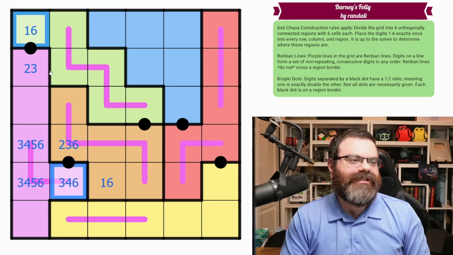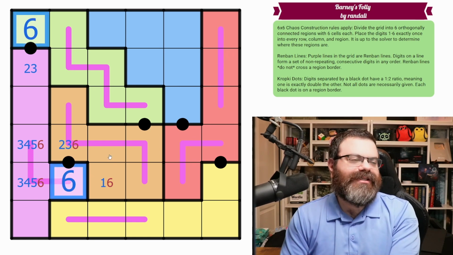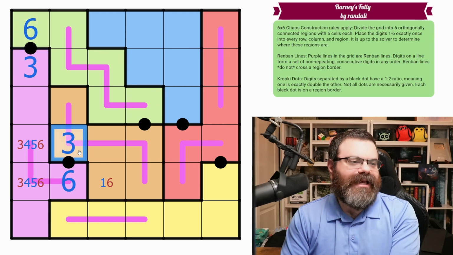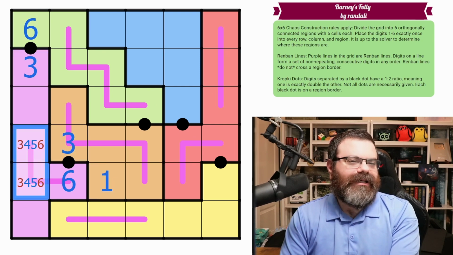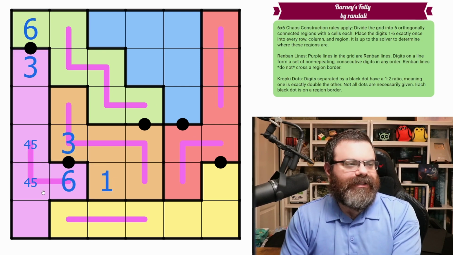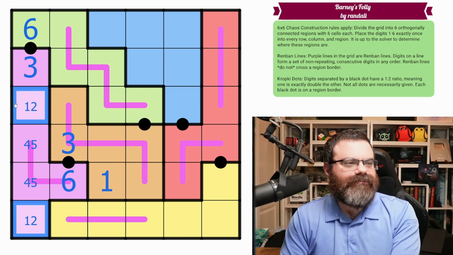And if you look, this is 1 or 6, this is 3, 4, 6. So 6 is the only option. That makes that a 3, that makes that a 3. That's our 1. And this is a 4, 5 pair. Very nice. So this is 1, 2.